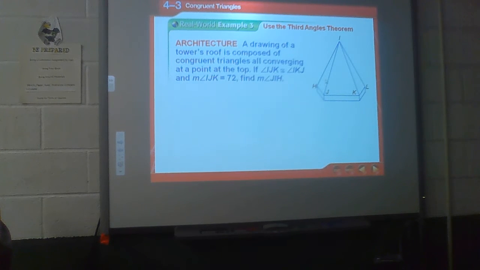So even though we're talking about two different triangles, we're really talking about the same angle, right? Because they tell us that all the triangles are congruent. So IJK is 72. IJK is 72. That means this has to be 72. So if both of these are 72, can I find this top angle? By doing what?